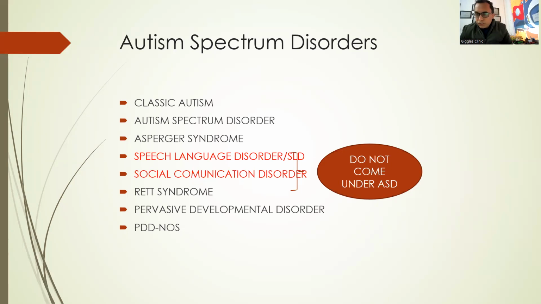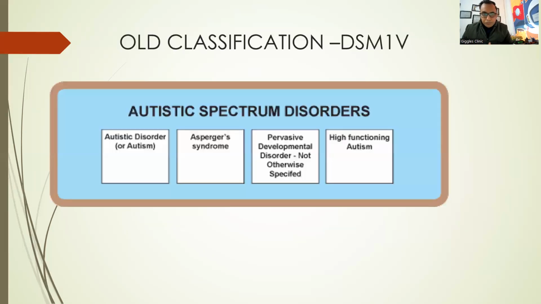Now, social communication disorder, SCD, is one such new definition which has now come under DSM-5, which was not present in DSM-4. DSM-5 was introduced, I think, in 2011. Before that, there was no such term which existed. Only after 2011, when the DSM-5 criteria came, SCD started appearing as a separate diagnosis under DSM-5. It is not included under ASD.